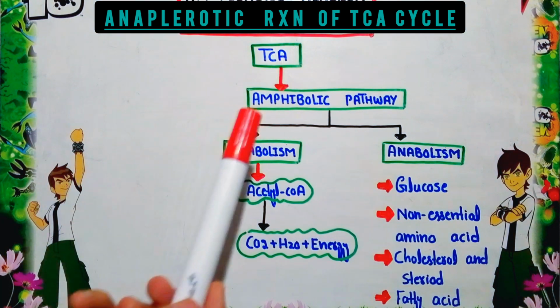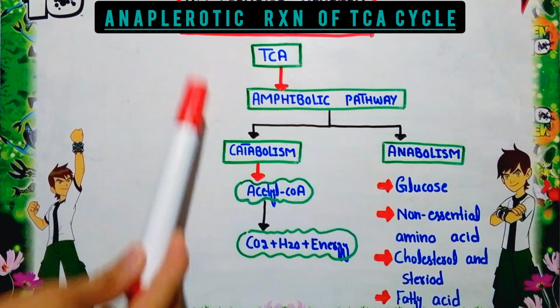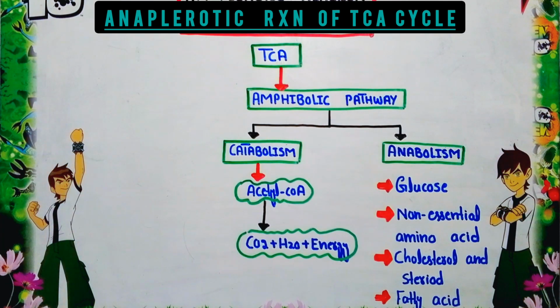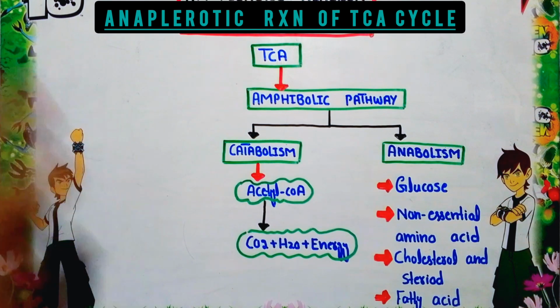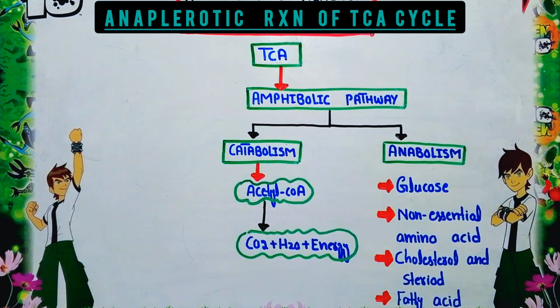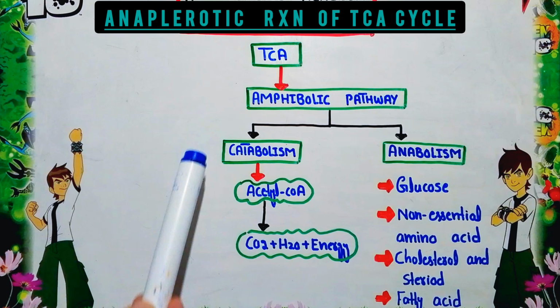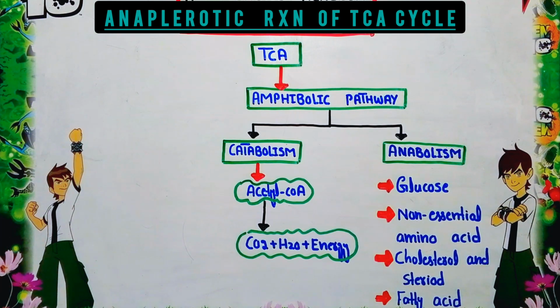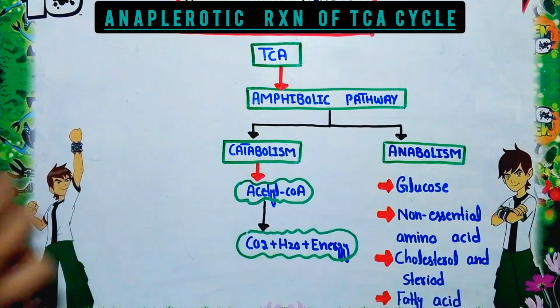Now in this pathway, both types of reaction occur. Catabolism occurs, as well as anabolic reaction. So that's why this pathway is called an amphibolic pathway. Now what is catabolism? Here in this TCA cycle, the breakdown of the molecule occurs. This breakdown of the molecule is called catabolism.